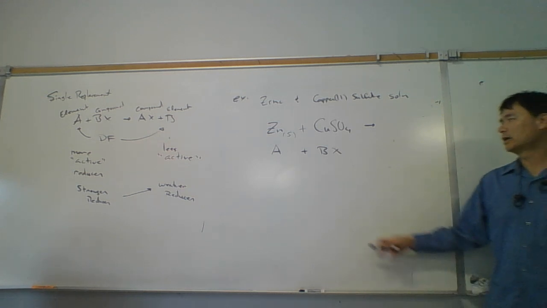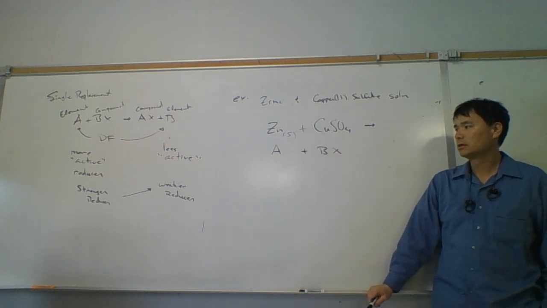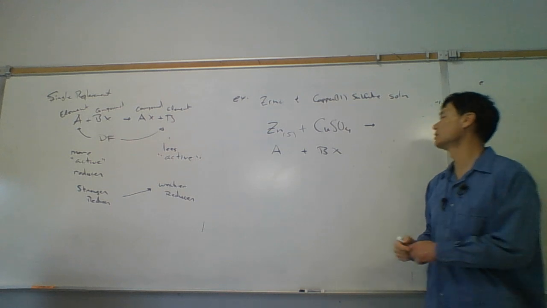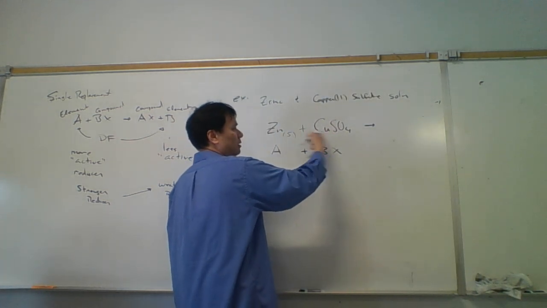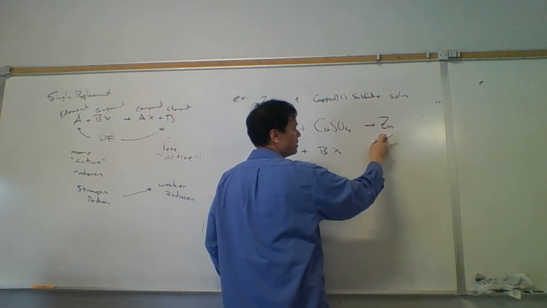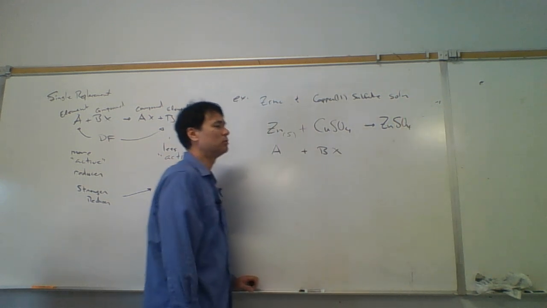And so we recognize this as being the single replacement pattern. What are the products? So A plus BX yields AX. Okay, now it's going to be zinc sulfate. Zinc sulfate, what's the charge on zinc? 2, and sulfate is 2, and so it's just a 1-to-1 ratio. 2 plus and 2 minus.